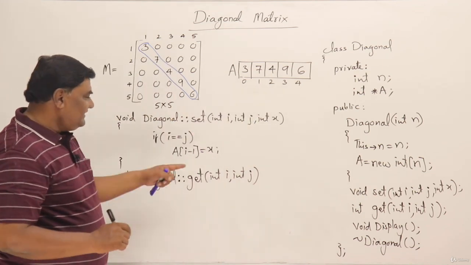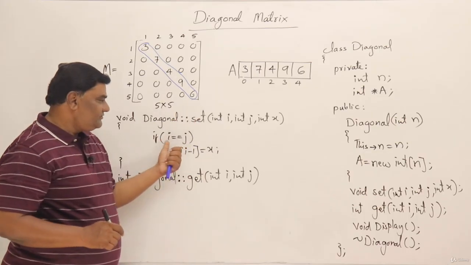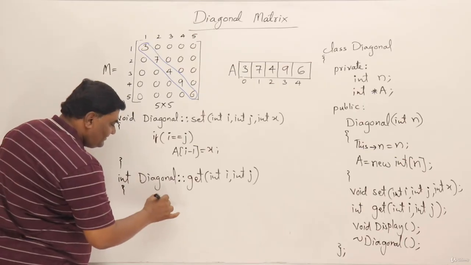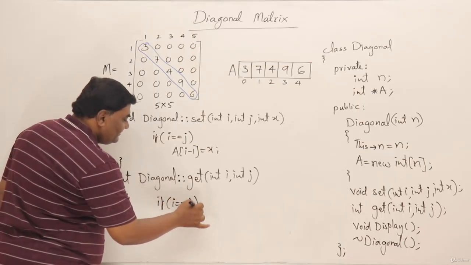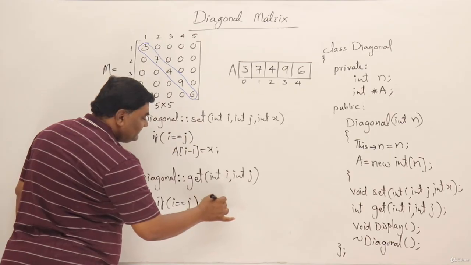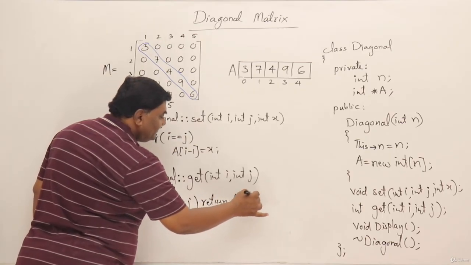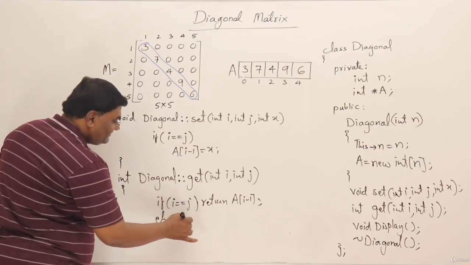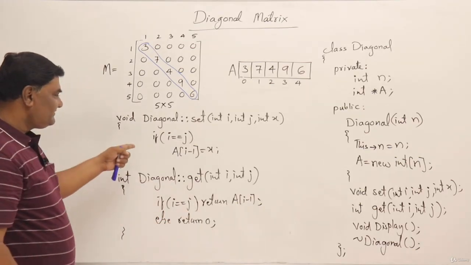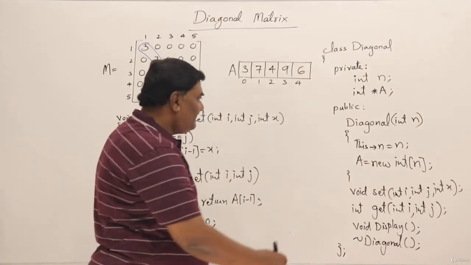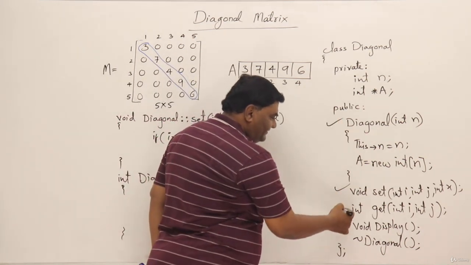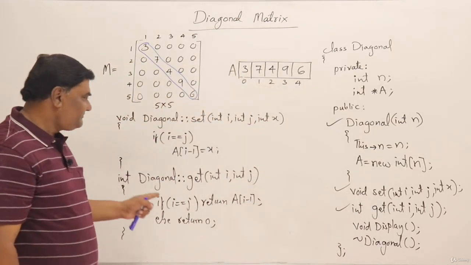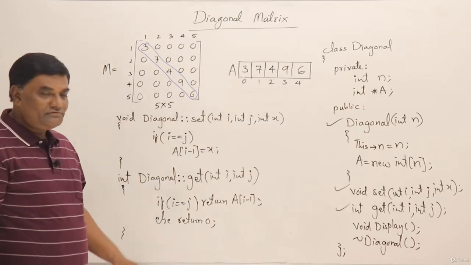Now here again I can get the data from there only if i is equal to j, just like in set. Same thing we have to do. If i is equal to j, then in the same line I am writing return A of i minus 1. And one more thing, if they are not equal, then definitely the element is 0, so return 0. So these are the set and get methods. So I have a constructor, set method and get method completed. Now I will write down these two functions. There is no space, so I will remove this and write down those two functions.